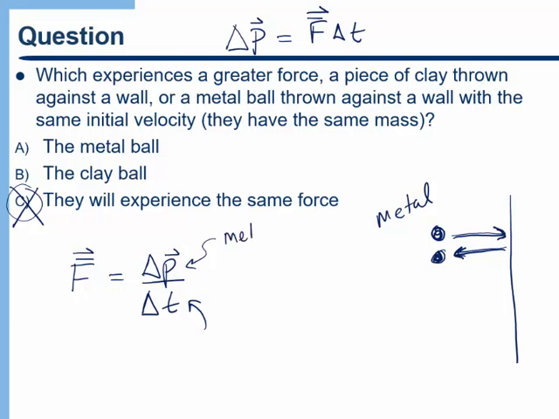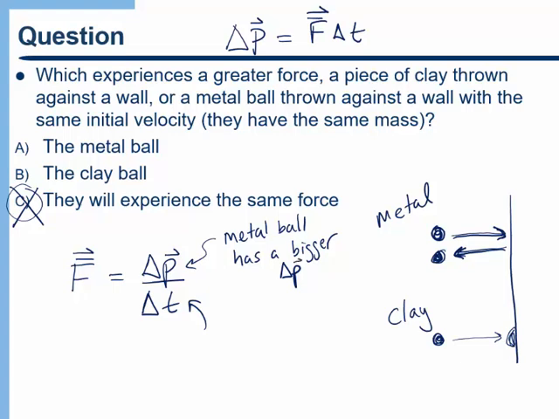So the metal ball has a bigger delta P. Because think about what happens with the clay ball. If you throw the clay ball, it hits the wall, it might stick or just kind of thump and hardly come back at all. So the clay ball loses this momentum, but it doesn't gain momentum in the opposite direction. And so the metal ball has a greater change in momentum.